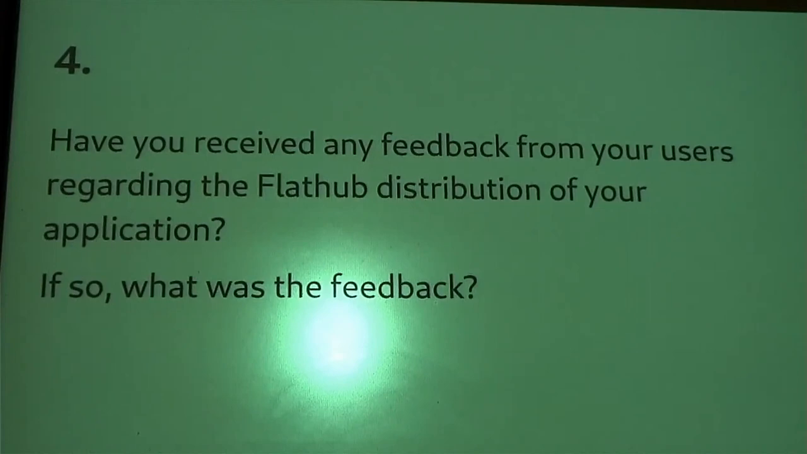Is this relevant? Should I continue? Let's give people a chance to talk.